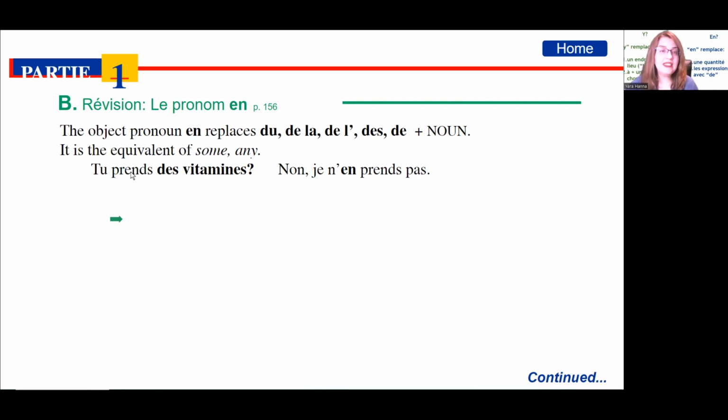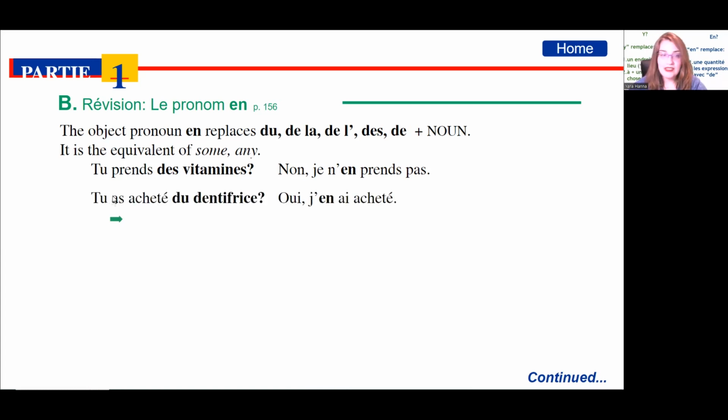And since it's a present tense sentence, it's very simple. We place the en before the conjugated verb. And if it's negative, we put ne and pas around the conjugated verb, but en would stay right before the conjugated verb. Here we have a sentence in the passé composé.